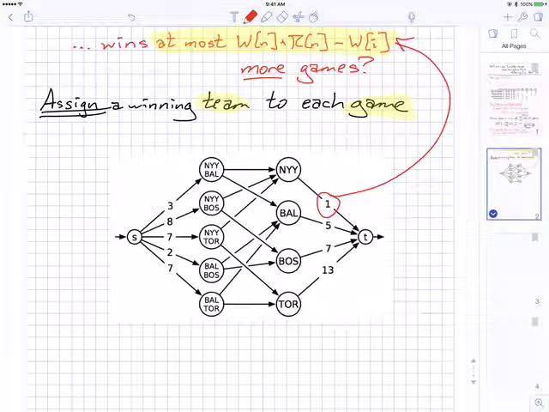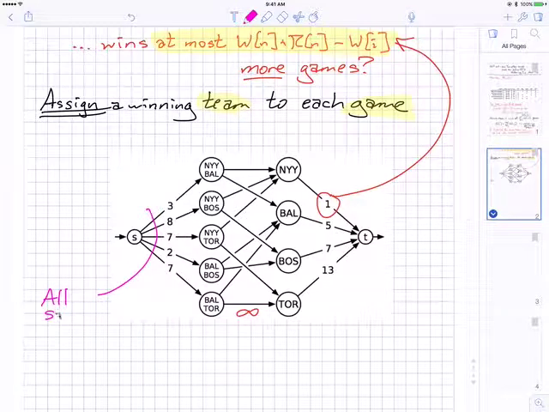New York is allowed to win only one more game, Baltimore is allowed to win at most 5, Boston's allowed to win at most 7, Toronto's allowed to win at most 13. And at this point, all of these edges in the middle, I'm going to give infinite capacities, because there's no other constraints that I need to worry about. At this point, I have a graph with integer capacities, and so I know that I can compute an integer maximum flow. In particular, that maximum flow is also going to generate a minimum cut. And the question is whether all these edges are saturated or not.